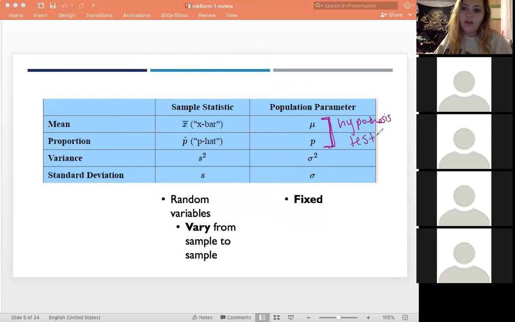So when you're writing your null and alternative hypothesis, this is for one sample, obviously. It's either going to look like p equals something, or for the means, mu equals something. This is for a null, that's why we have the equal sign. You're never going to have x bar or p hat in your hypothesis test. So understanding symbols and when we use them is important. Once again, populations are fixed, they don't change, and sample statistics are variable. They change from sample to sample.